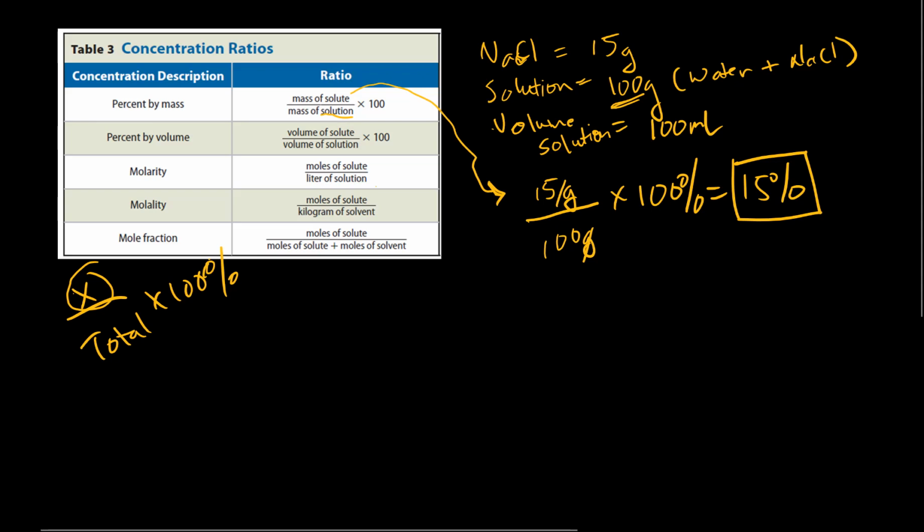Now, the next one is percent by volume. I'm not going to do an example here, okay? But I just want you to be aware of what this is. We just don't want to spend the time on the example because I think you'll catch it really quickly. Percent by volume is the volume of the solute. So instead of the mass of the solute, it's the volume divided by the volume of the solution.